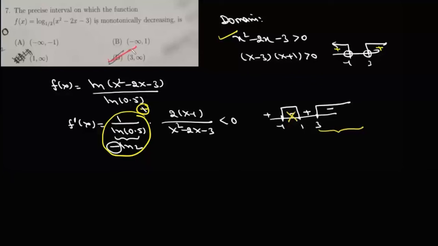So minus sign occurs when x is greater than 3 or between minus 1 and 1. But minus 1 and 1 doesn't lie in the domain of this function. So the only option correct here is x should be greater than 3, and that's your option B.